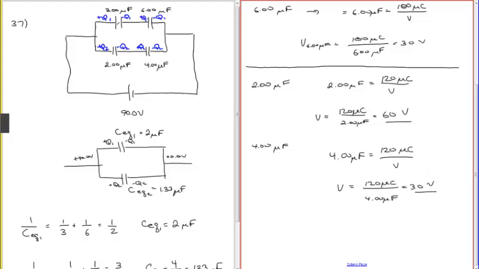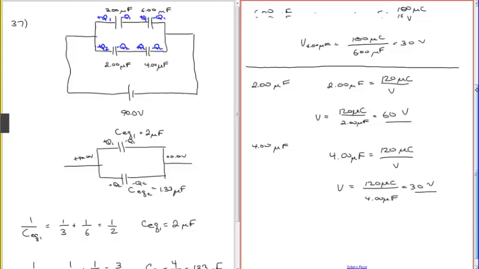And you can kind of see what's happening here is, this capacitance is twice that capacitance. This capacitance is twice that capacitance. So because of that, you get the same voltage ratio here, 60, 30, 60, 30. Because these capacitors are, which one has the most charge?